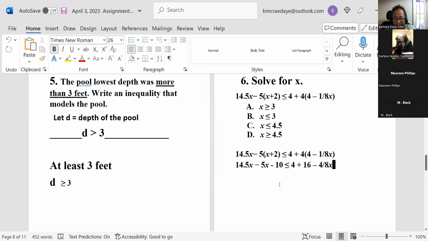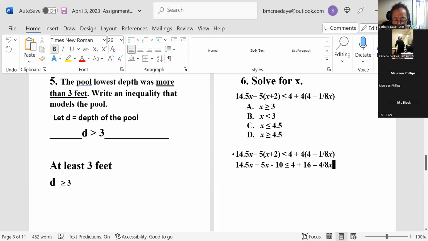Okay. Do you have what you see here on the screen? Is that what you got? Yeah, all of it except the 4/8x. Yes, but 4 times 4 is 16. Maureen, yes, I got that. 4 times a minus 1 is a minus 4, right?